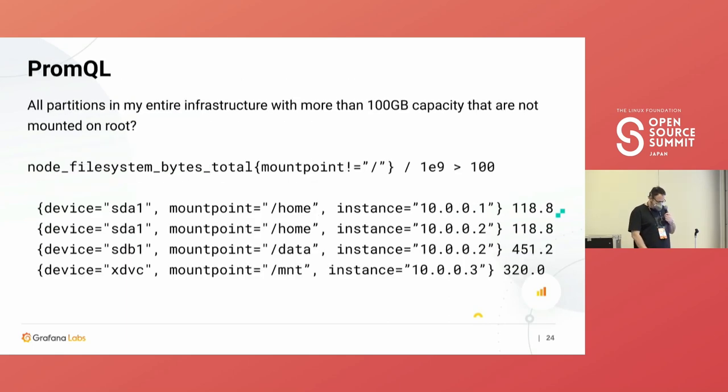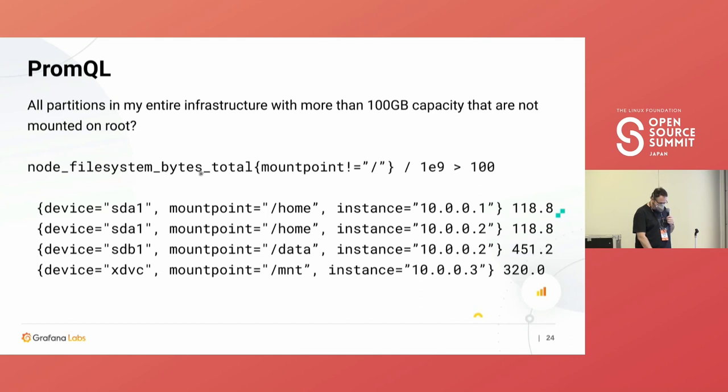So how can you use this? If you, for example, want to ask, what partitions do you have, all of the ones which are not root and have at least 100 gigabytes of capacity. So you can select node file. Node is the name of the exporter. It exports Unix systems towards Prometheus.